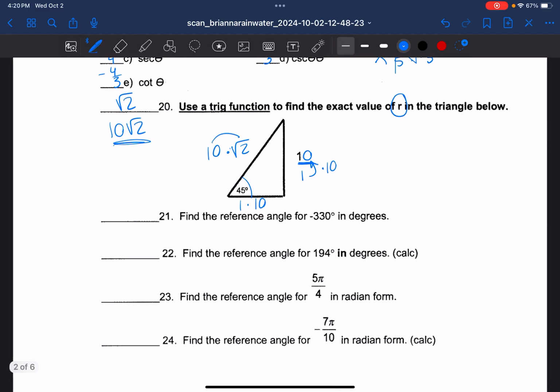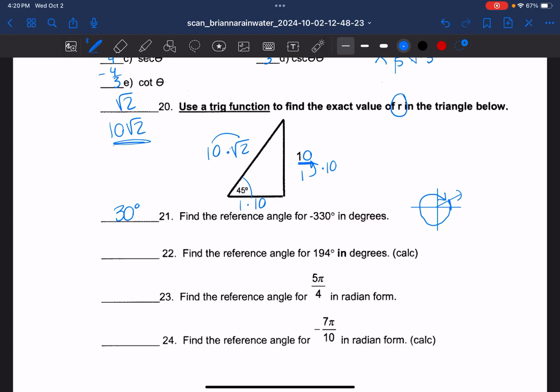Number 21 says to find the reference angle for negative 330 degrees. So negative 330 degrees means I'm traveling this direction, 330 degrees, which would put me right about here. My distance from the x-axis would be 30 degrees. Remember, our reference angles are always positive.